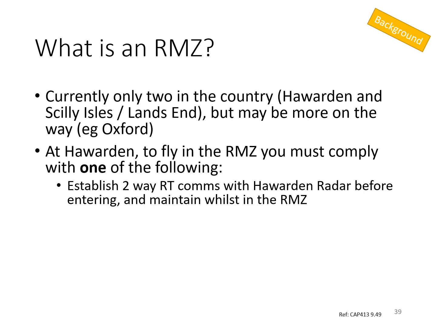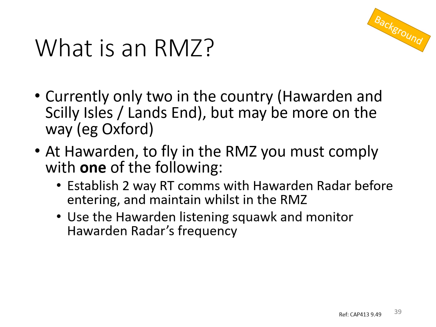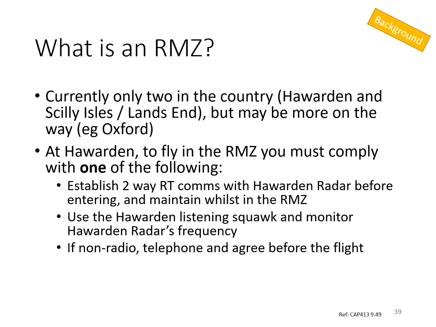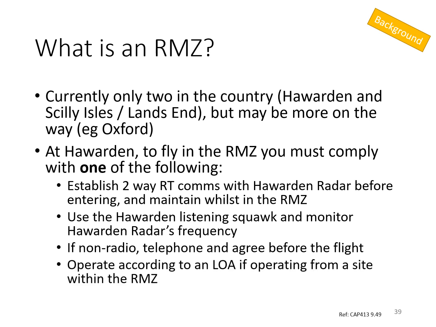But in principle, an RMZ is a piece of airspace where you need to be in two-way radio contact with the controlling authority in order to enter. In Harden's case, there are some alternatives. If you have a transponder, you can use their listening squawk and monitor the frequency, or you can phone before the flight and agree what you're going to do. So there are various ways of doing it.